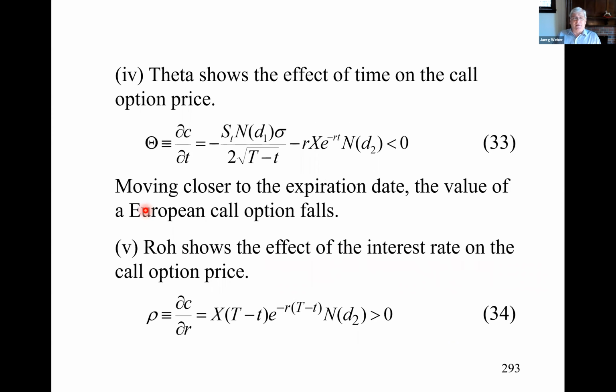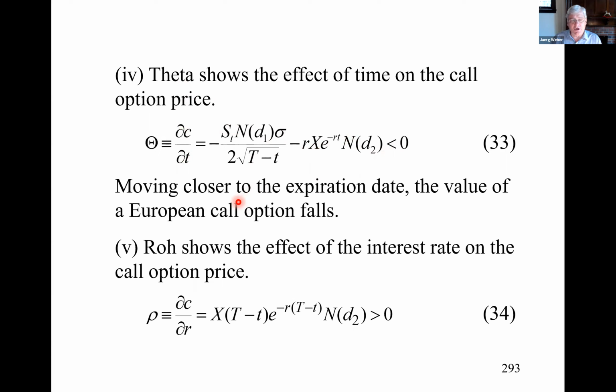So then the theta shows the change in the option price as time passes on, as small t moves toward big T. Now, the option will get cheaper. It's a negative number. If you look at all the signs of the terms here, you will get a negative number. So moving closer to the expiration date, the value of a European call option falls.